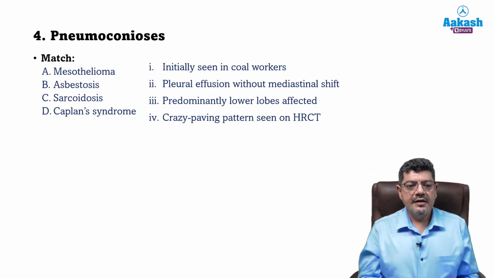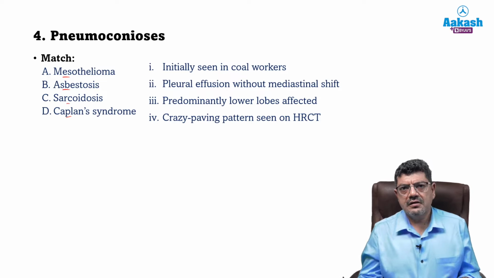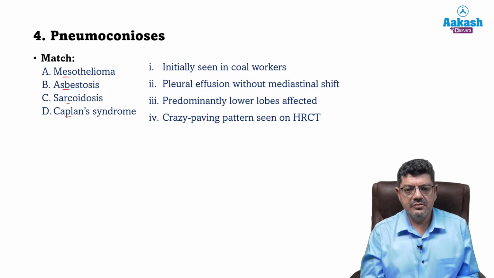Let's move on. Pneumoconiosis, simple question, thankfully. So they've asked you to match how these different pneumoconiosis, mesothelioma, or one of their complications, asbestosis, sarcoidosis, and Kaplan syndrome, what corresponding features do they have? So mesothelioma, if you know anyone, then that's how you can start working it out. Mesothelioma causes a pleural effusion without mediastinal shift.